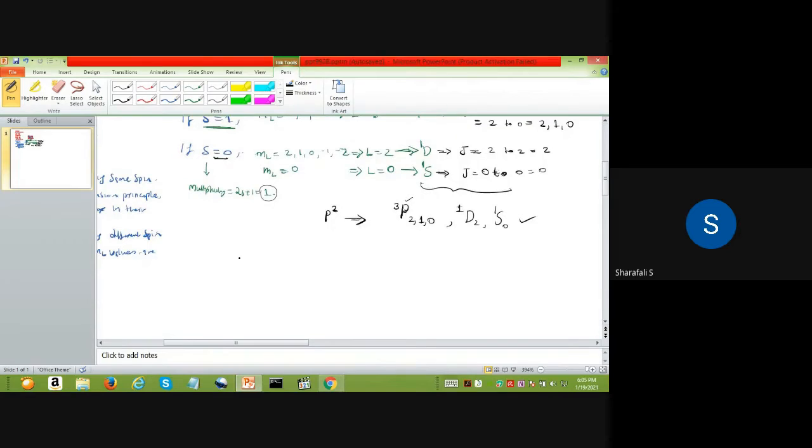And I should mention one more thing here: if you have spectral terms associated with nl to the power q, that means the terms of the configuration nl^q are the same as the terms of the configuration nl^(r minus q), where r is the maximum number of electrons.